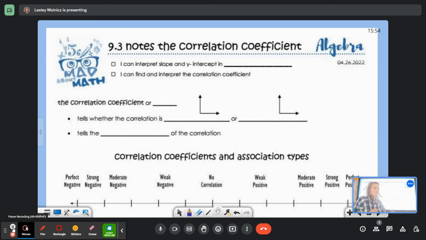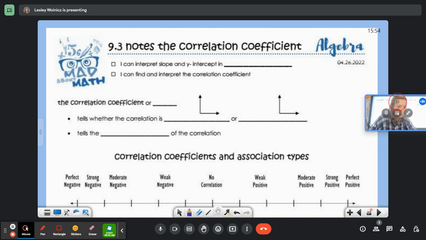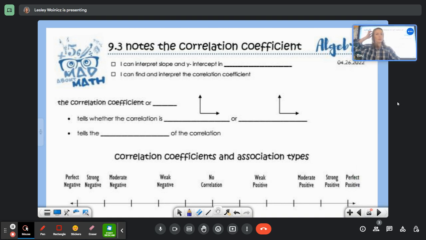Hey, we're going to do our notes on the correlation coefficient. We are going to interpret slope and y-intercepts in context. And we're going to find and interpret our correlation coefficient.